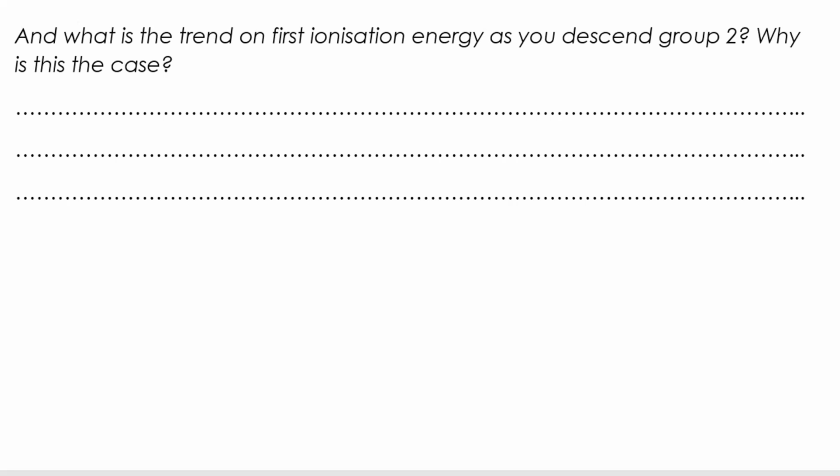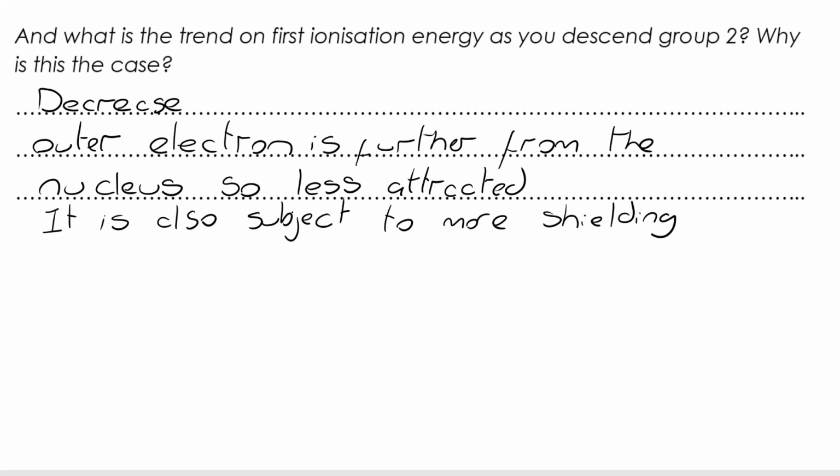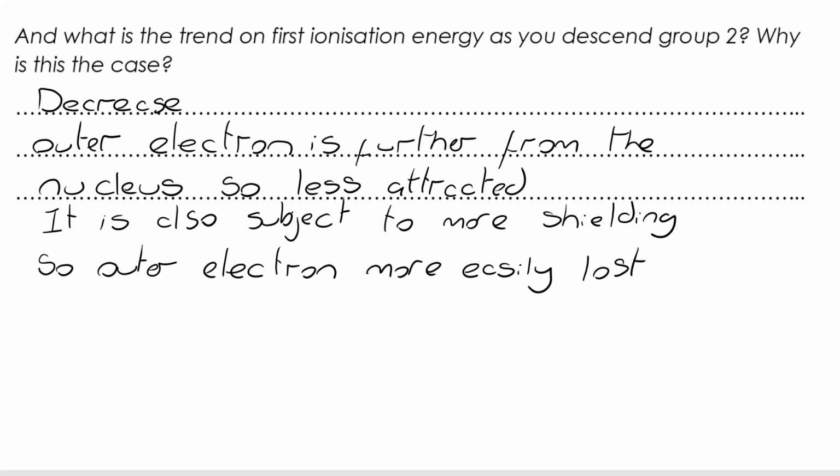Okay, so what we have in the first instance is a decrease as you descend group 2. And the reason why, and you're going to be getting a sense of deja vu here, the outer electron is further away from the nucleus. And if it's further away, it's less attracted. As I say, we are seeing quite a lot here of similarity to how we're explaining a range of different trends. So we can probably also remember that shielding is important as well. It's subject to more shielding, so the outer electron is more easily lost.